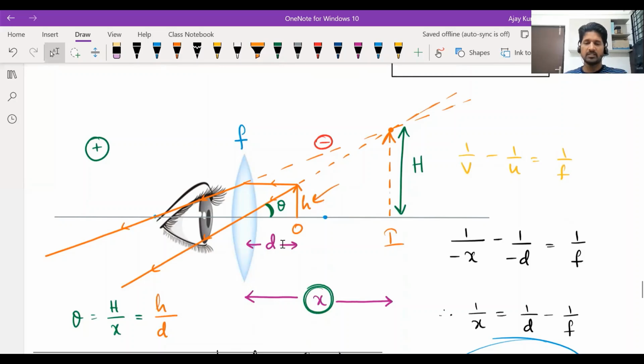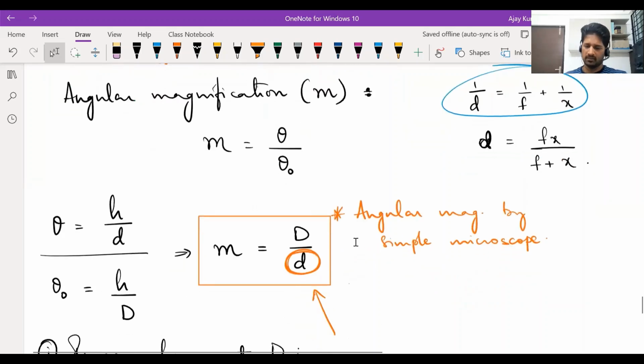which is h divided by small d, where what is small d? The distance where the object is placed from the lens. That is not what the eye sees. Eye will see the image. But the angle subtended depends on where the object is placed. So we got that new angle as small h by small d, where d is the object distance. Fine. Therefore, the angular magnification becomes h by small d, that is the new angle subtended on the eye, divided by h by capital D, the original angle subtended on the eye. So this becomes capital D by small d, where small d is the object distance.